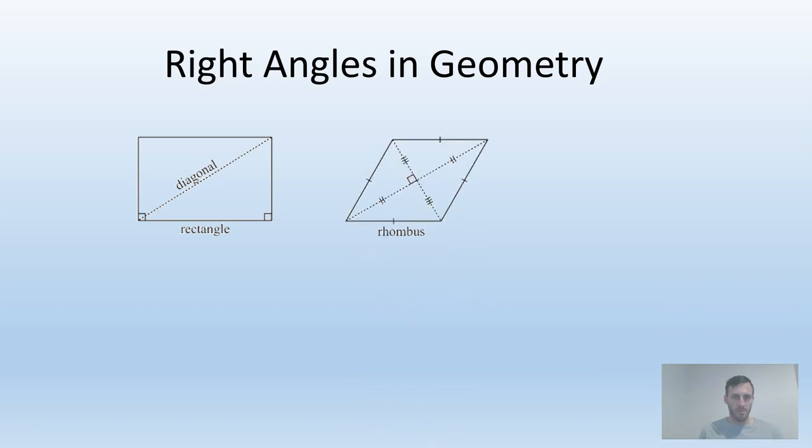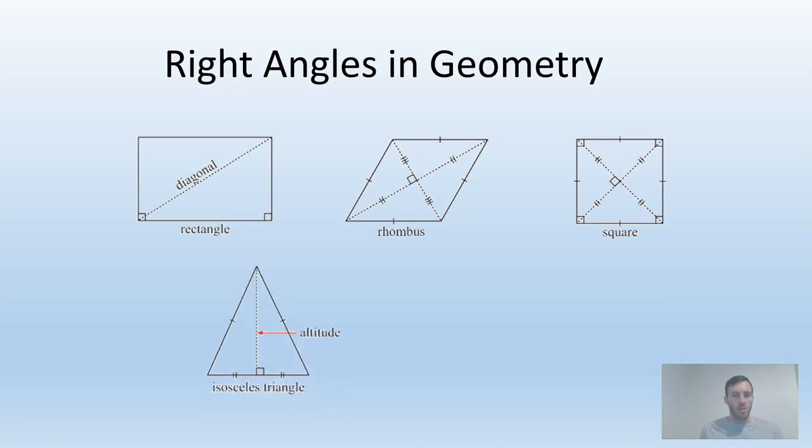A rhombus is a quadrilateral. All four sides are equal, the same length. The diagonals bisect each other at right angles. A square is a rectangle and a rhombus, in that all four corners are right angles and the diagonals bisect each other at right angles.